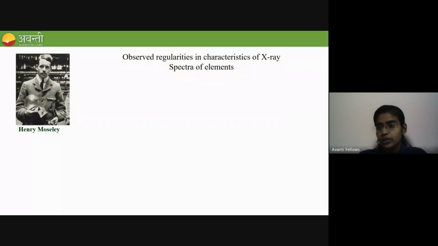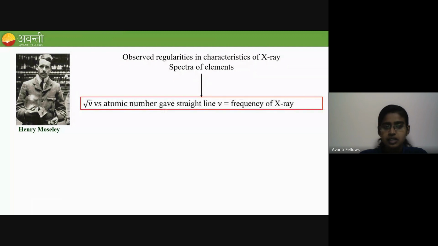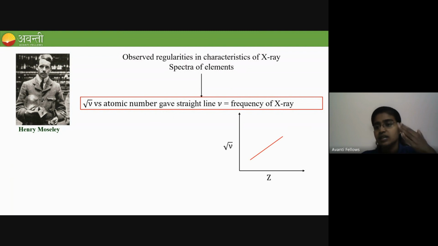From his experiment, he plotted a graph of the square root of nu, that is, the square root of the frequency of the X-ray, versus the atomic number. This graph gave a straight line, like this. Z is the atomic number and the square root of frequency is on the y-axis, and he observed a straight line. As the atomic number increases, the square root of nu also increases.